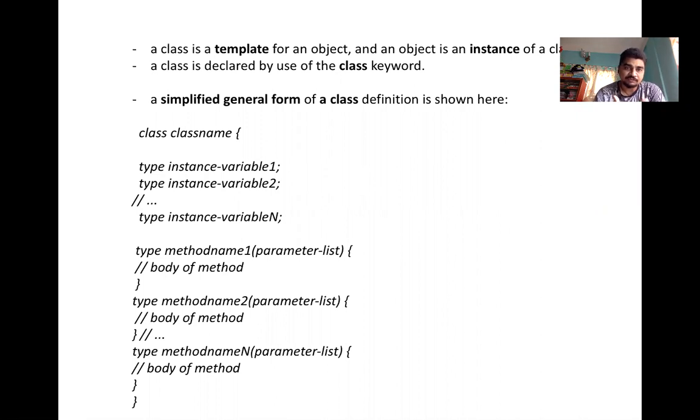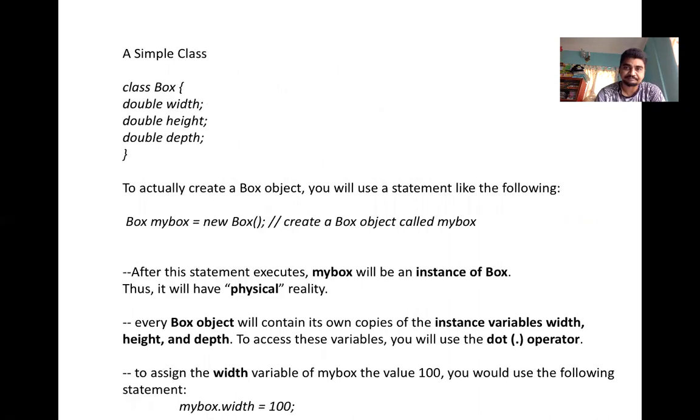The simplified way of writing a class is: class name, and inside the class there will be several instance variables and methods. So type instance variable 1, type instance variable 2, and in this way there will be n number of instance variables, and then type method name 1, a parameter list, and the body of the method. In this way you can define multiple methods. So a class consists of instance variables and methods.